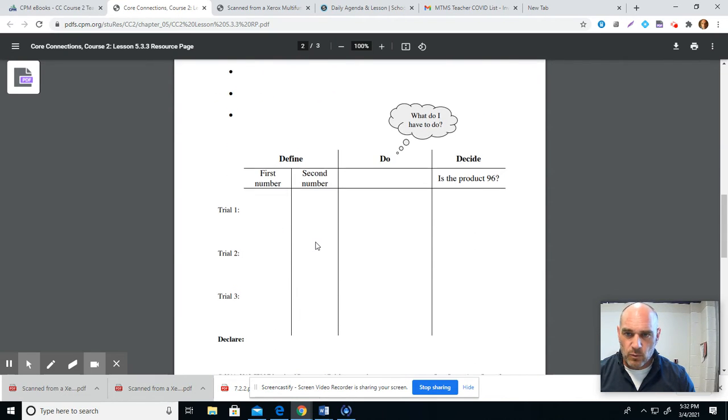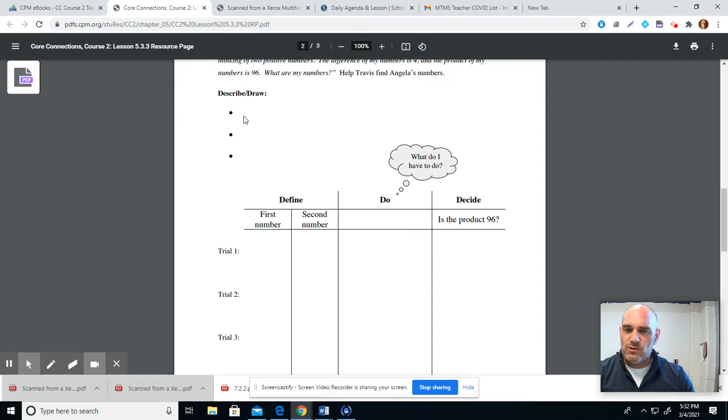All right, so for this 5D process, the first thing we're going to do is write down our describe or our draw. So our describe in this situation is going to be the important information. So here's what I know is important. I need 2 positive numbers. So that's the first thing that we need to make sure that we know. Also, I know with my 2 positive numbers, it says the difference is going to be 4. So I know that when I subtract my numbers, I need to get a 4.